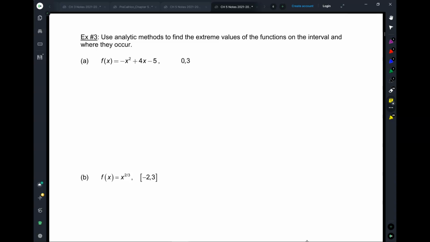So you're looking for two things. You want to find the extreme values and where they occur. So this is the y coordinate. This is the x coordinate. Okay? Value is always y. Where is always x. Okay. All right. So here we go.